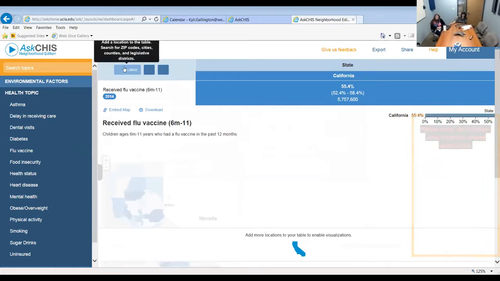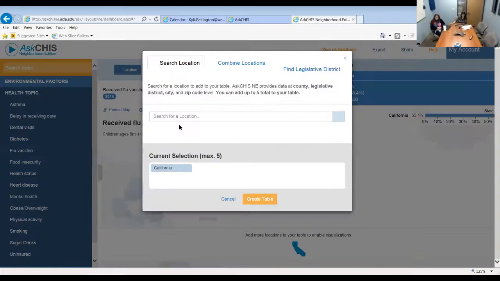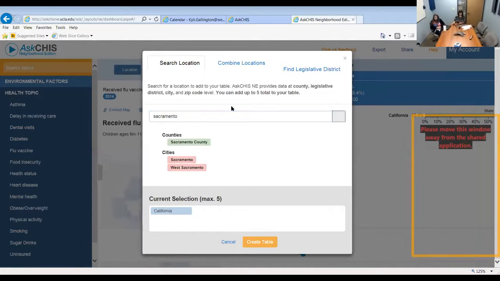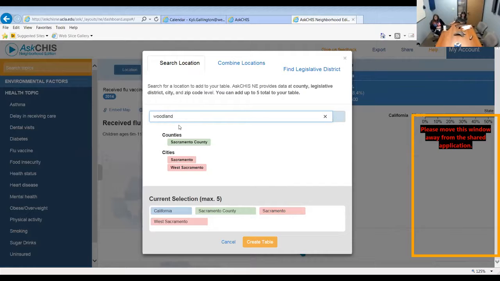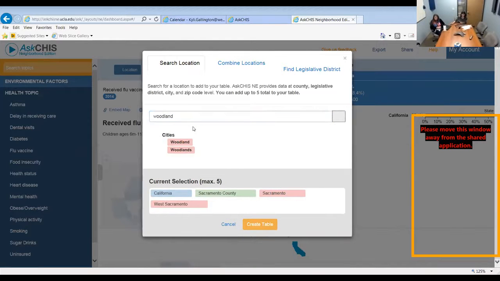So let's add a location. I want to look at Sacramento. And it's giving me options. So I'm going to look at Sacramento County. I think I also want to look at just the cities of Sacramento and West Sacramento. Because we're in the area, I want to look at Woodland as well, which is in Yolo County right next to Sacramento.